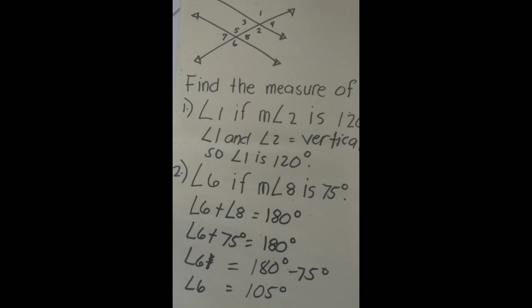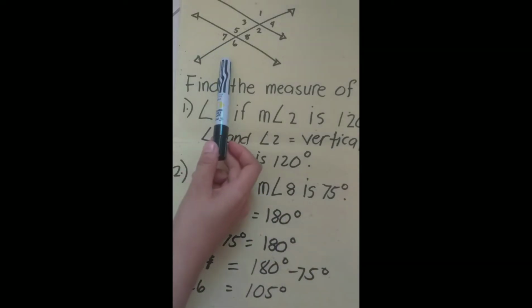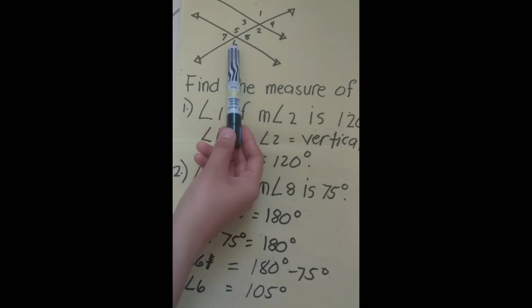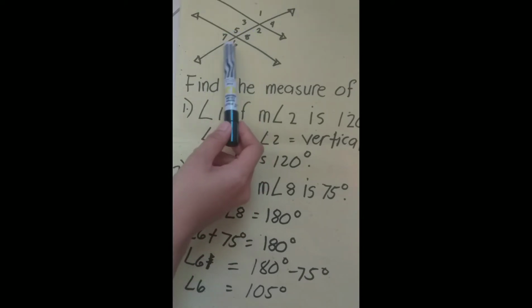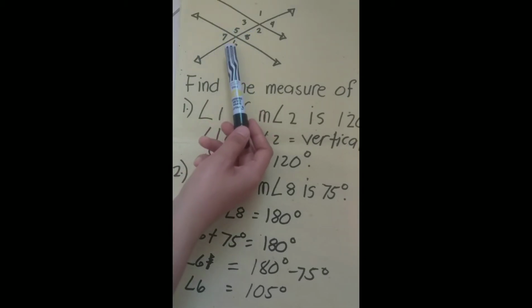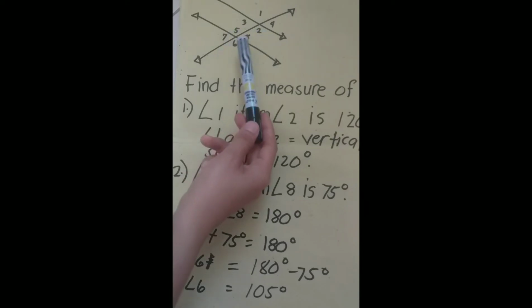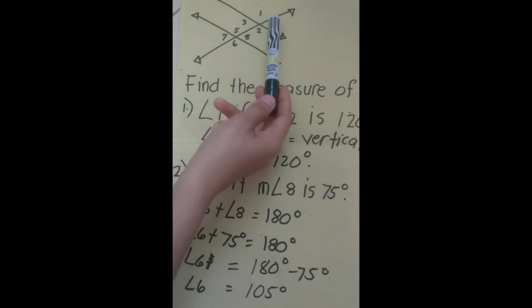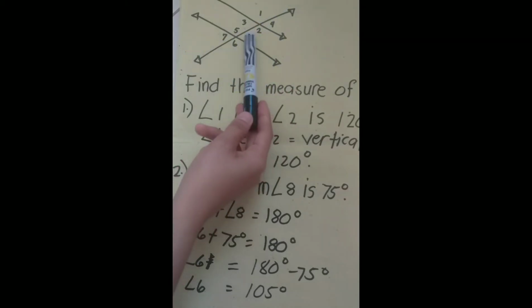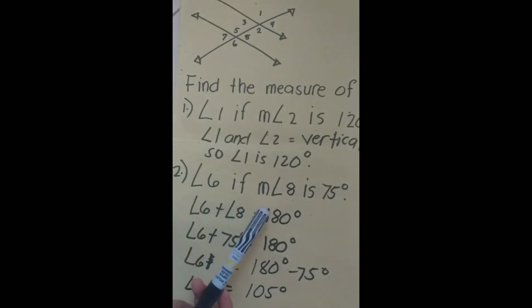Okay. Next. So in number 2, find the measure of angle 6 if the measure of angle 8 is 75 degrees. So this is our angle 6 and this is our angle 8. So angle 6 and angle 8, they are on the same side, no? So meaning they are supplementary because they are on the same side, this side here. Supplementary are the angles whose measures sum up to 180 degrees.